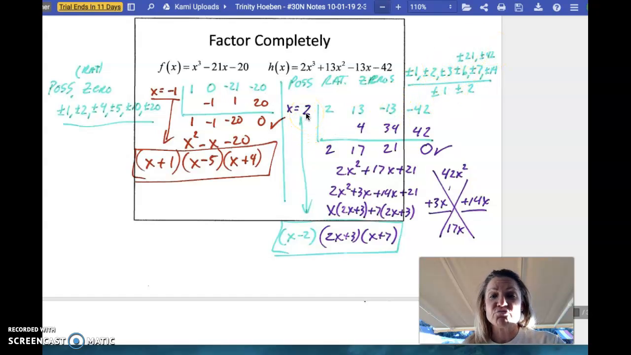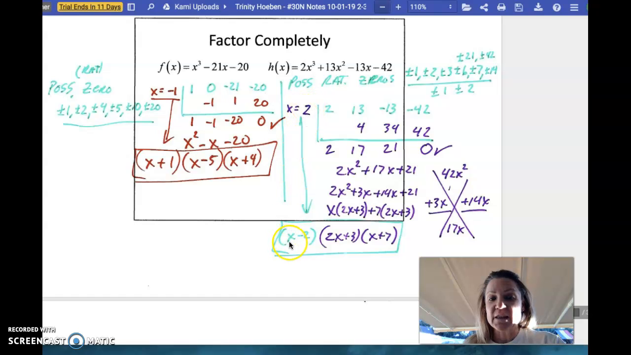So let's try 2, because 2 over 1 is 2. Let's bring down the 2. 2 times 2 is 4. 13 plus 4 is 17. 2 times 17 is 34. Negative 13 plus 34 is 21. 2 times 21 is 42. And negative 42 plus 42 is 0. So we know this one is a factor.